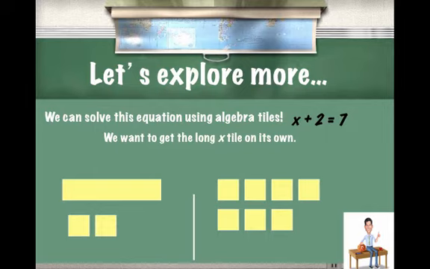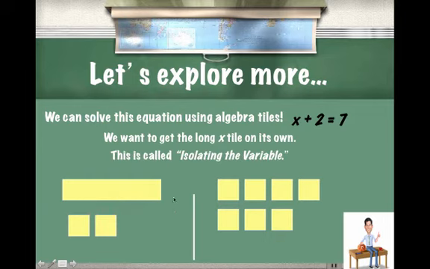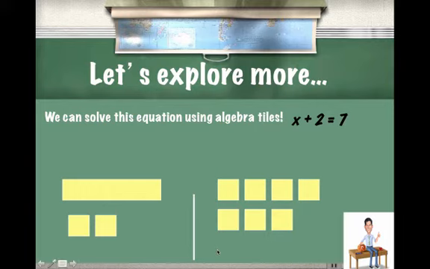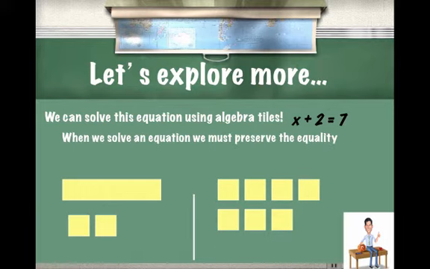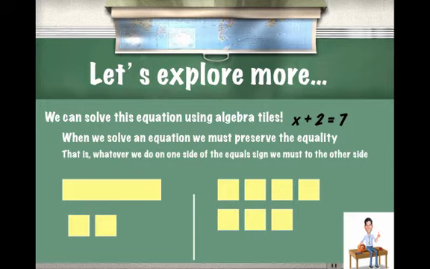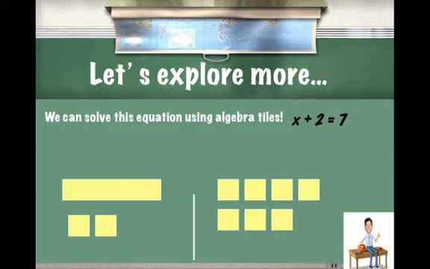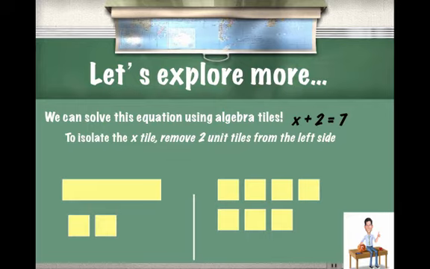We want to solve this equation, we need to get the long x tile on its own. So if we treat this equal sign like a balanced scale, whatever we do on one side of the scale, we must do with the other to keep it balanced. To get that long x tile by itself, the textbook often refers to it as isolating the variable, or getting it all on its own. When we solve an equation, we must preserve the equality, which means whatever we do on one side of the equal sign, we must do to the other. To isolate the x tile, we need to remove 2 unit tiles from the left-hand side.